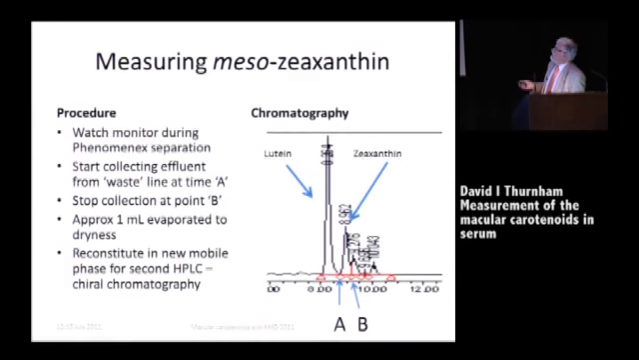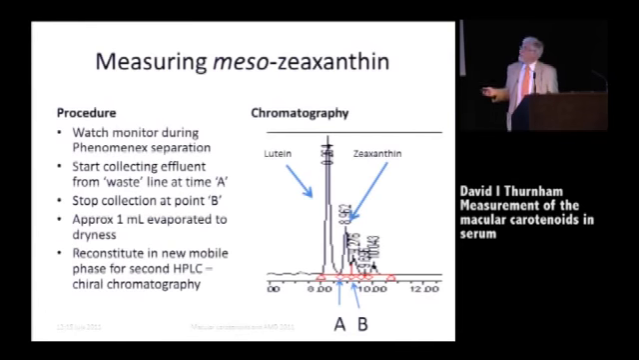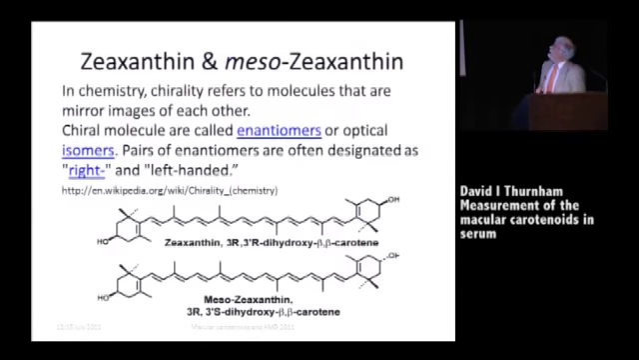Having collected the effluent, we get 1 mil, and we evaporate to dryness. We reconstitute then for the chiral chromatography as the second part of the assay. Chiral chromatography: these are mirror images of each other, as was described yesterday. I don't think I need to say any more about that particular slide.